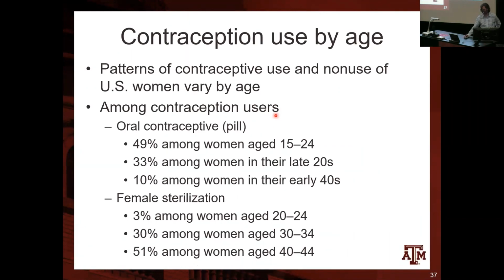Contraceptive use also varies by age. Oral contraceptives have a higher percentage among younger women, and female sterilization among older women. Older women have a higher chance to have already completed the intended number of children that they want to have throughout their lives, so they go through female sterilization. And younger women still want to have more children, so they just use pills. And then later on, they might want to have children.